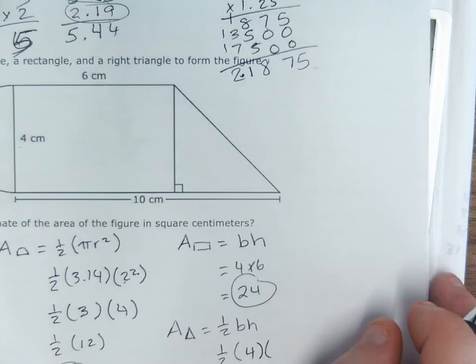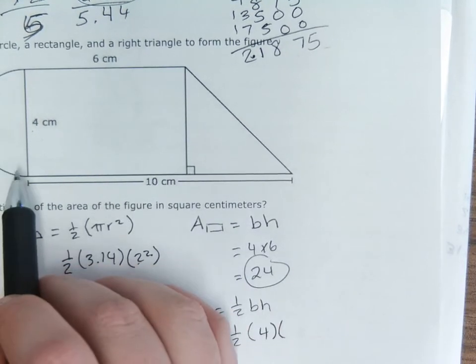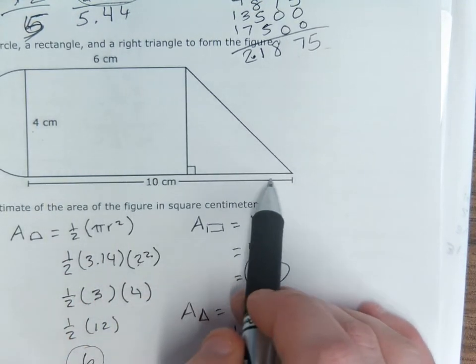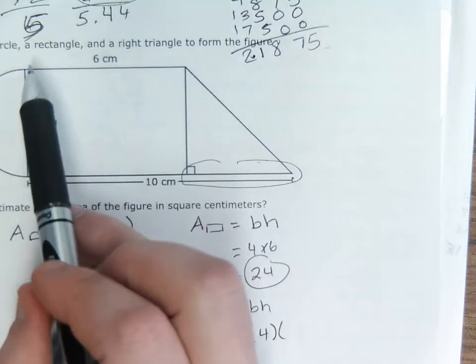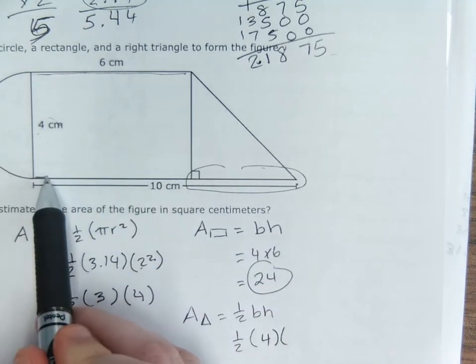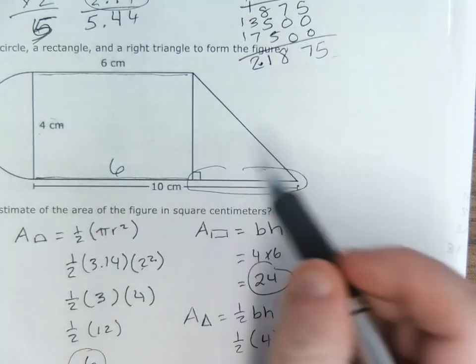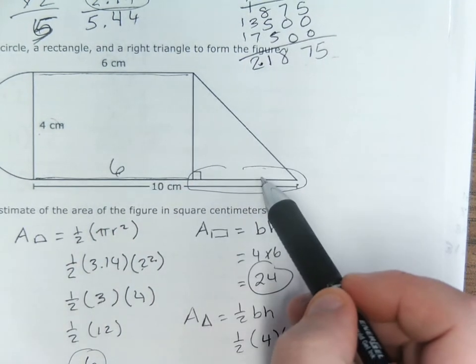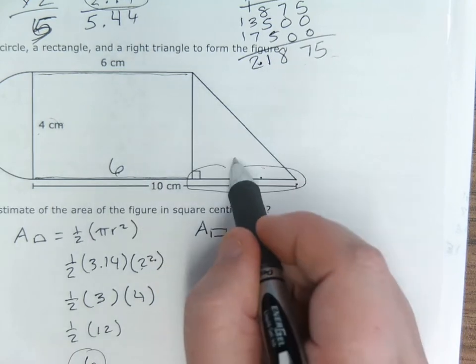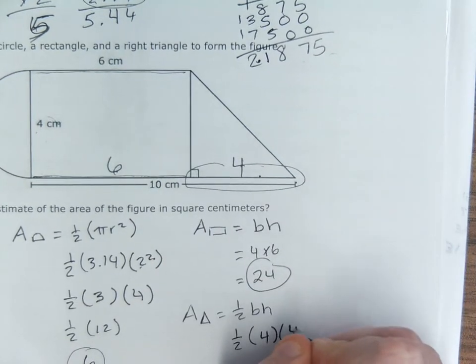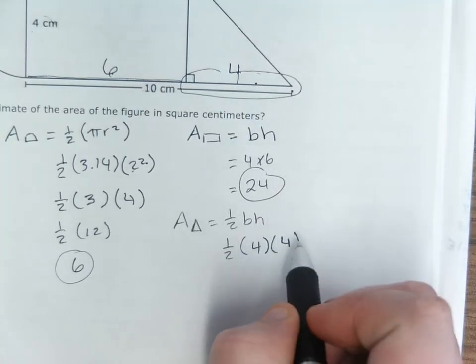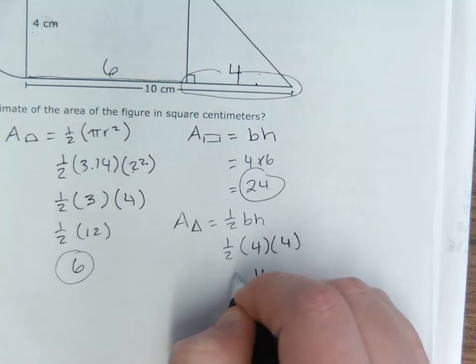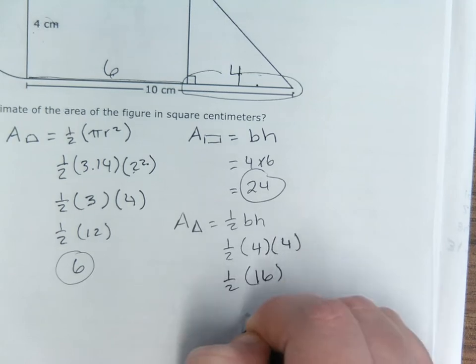And to get my base, if this whole length right here is 10, I need to know just this length. I know this length, and that means this length right here is 6. So how much more do I need to add to get 10? 4. So that means that's 4 as well. So 1/2 times 4 times 4. 4 times 4 is 16, and 1/2 of 16 is 8.